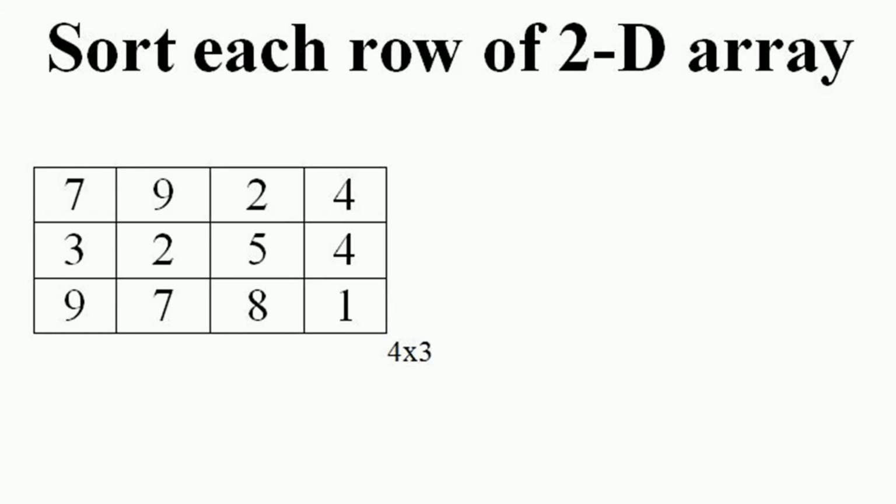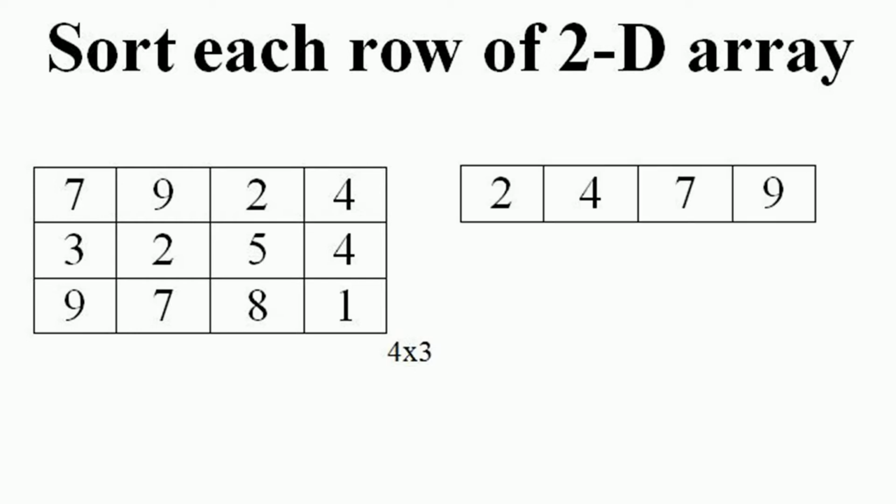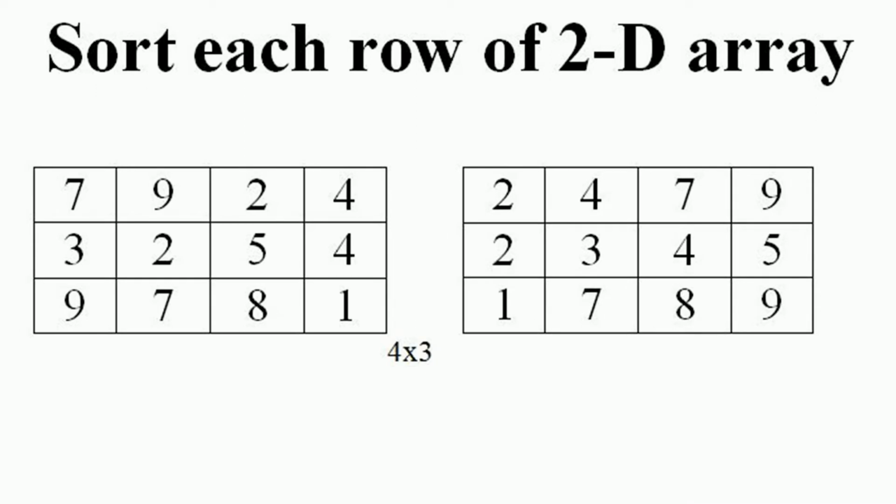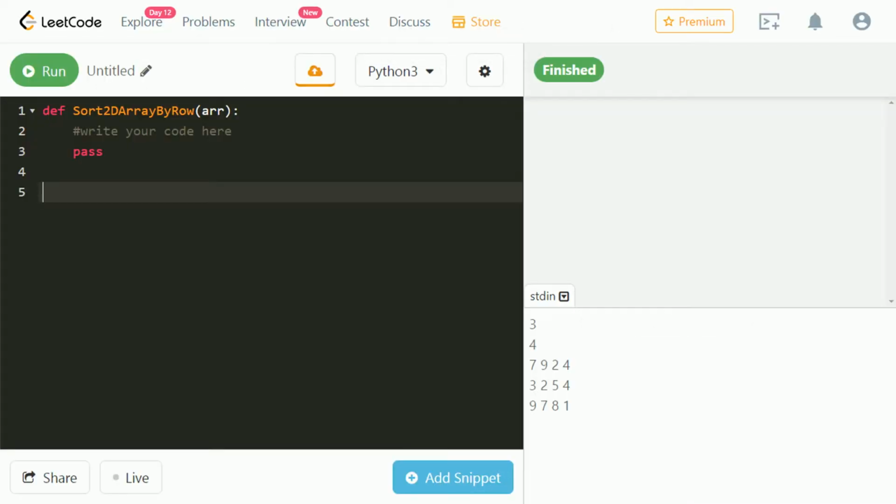Our goal is to sort each row of the 2D array in ascending order. Here we have the 2D array of 4 x 3, which needs to be sorted. We will go sequentially. First we will sort row 1, then the second row, then the third row, and our array is sorted. Let's begin with the code.